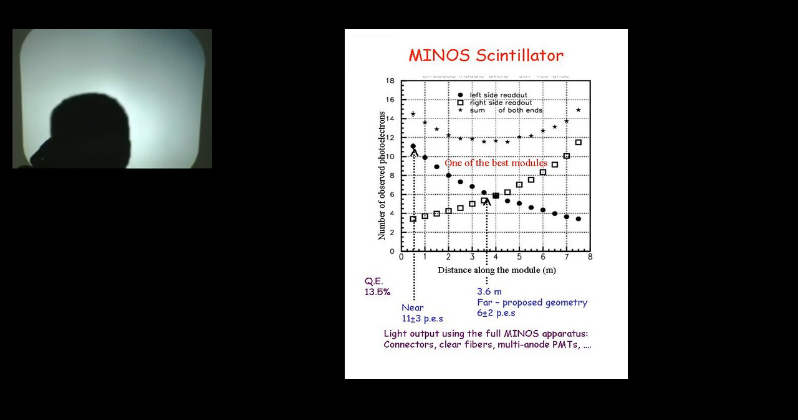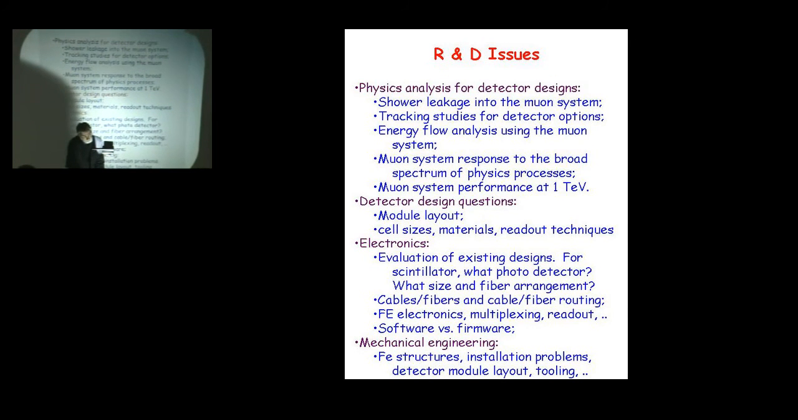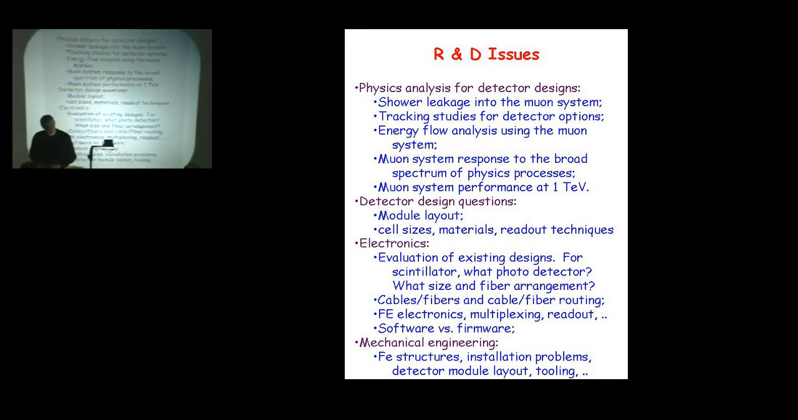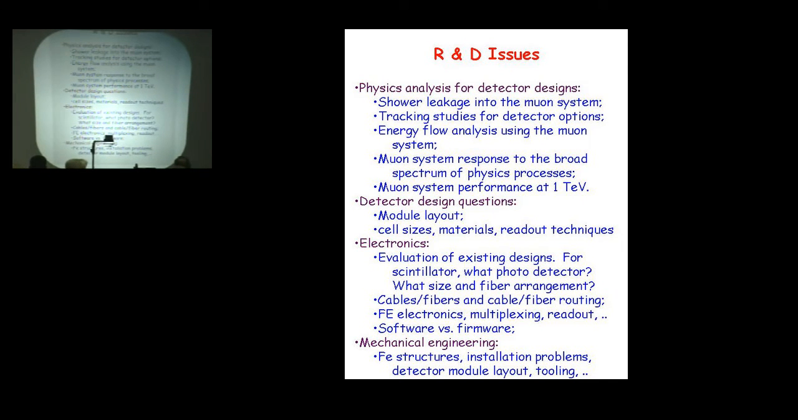So I want to spend now just a couple of minutes on R&D issues. Physics analysis for detector designs. We really need to understand the shower leakage into the Muon system. To do that, we have to have tracking detector studies. We need to incorporate any energy that's found in the Muon system into the energy flow analysis. We have to understand how that helps. Is it worth the price? We need to make sure that we understand the Muon system response to a broad spectrum of physics processes. And in fact, at 1 TeV, because I don't think too many studies have been done at 1 TeV.